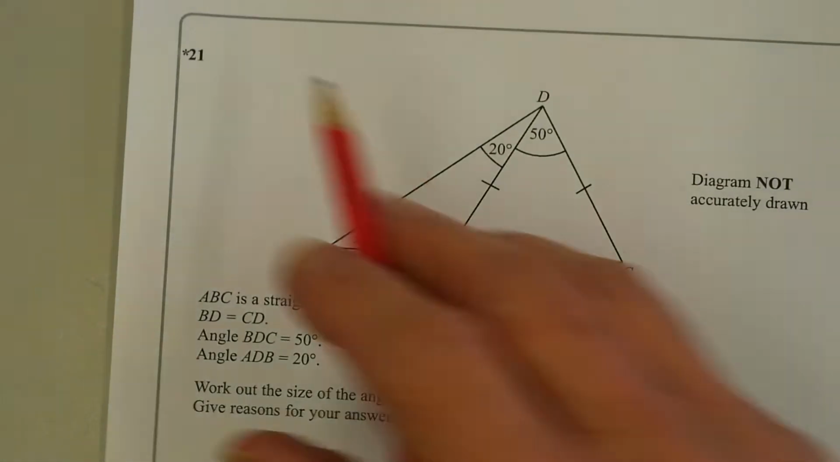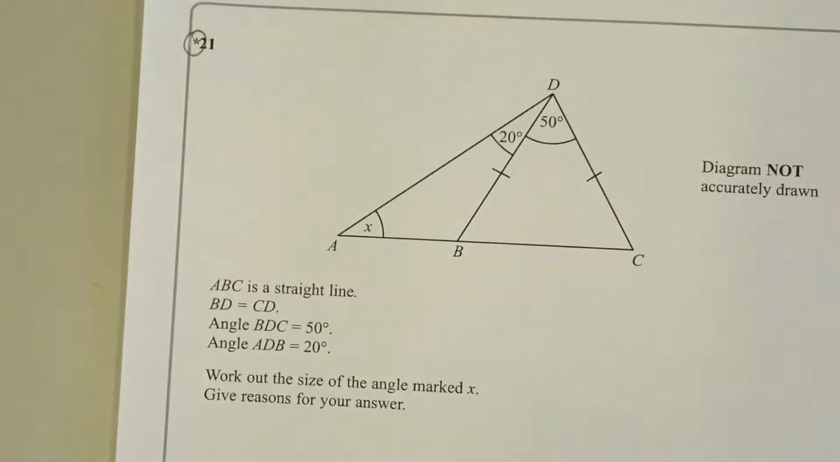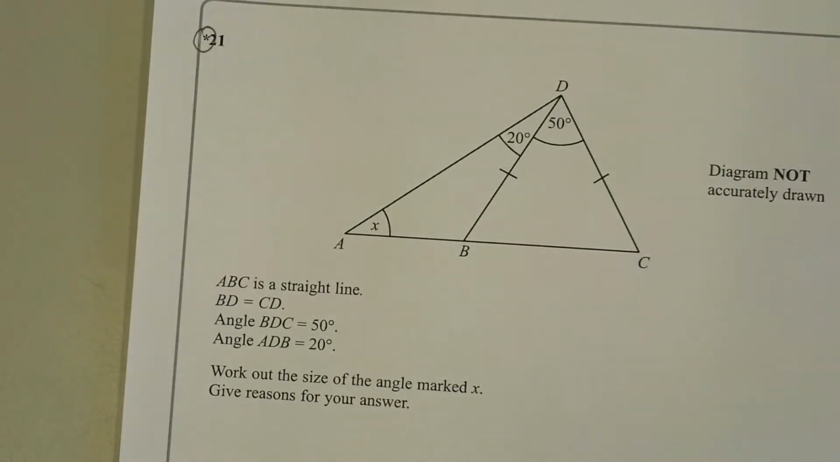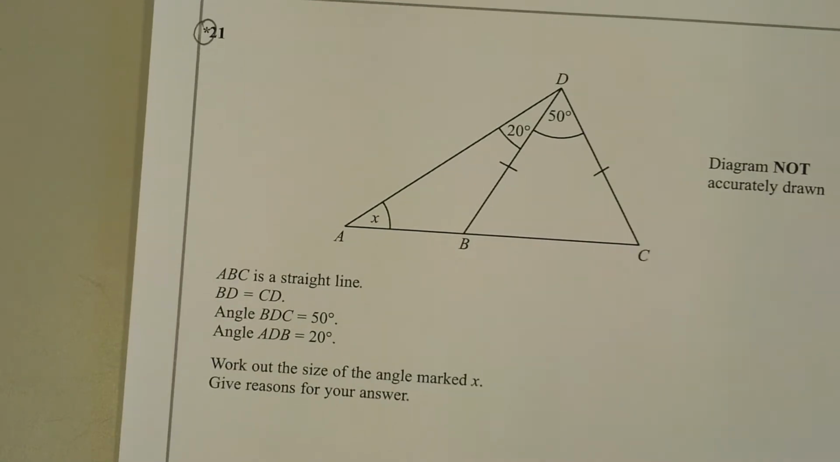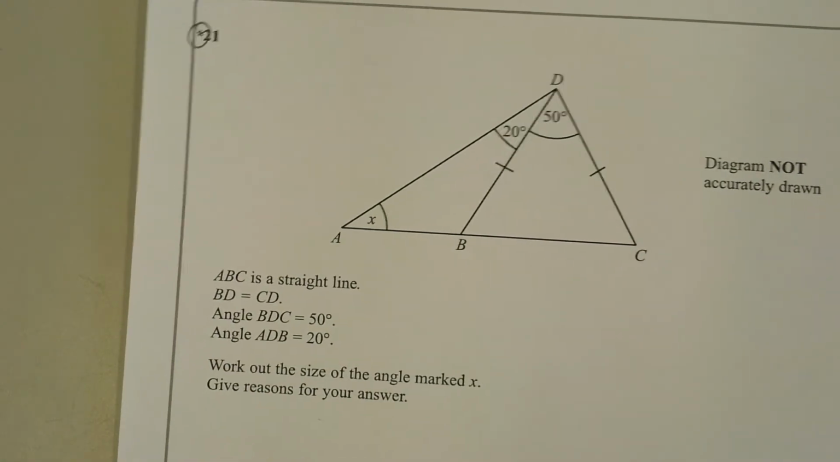Question 21 is a functional question again because there's a star there, and it's all to do with angles. The best thing to do with these ones is actually draw the angles that you find on the diagram because it helps a little bit. Now there are 4 marks for this question, and it says give reasons for your answer.